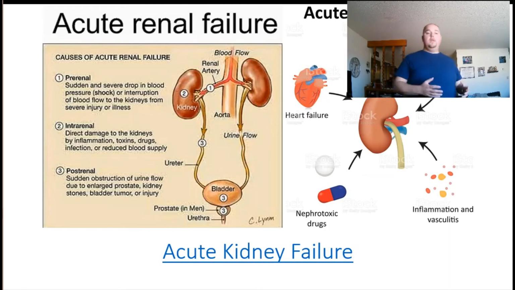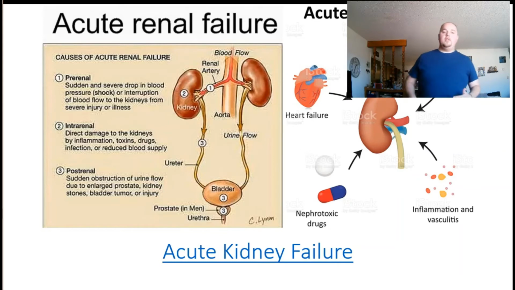With acute renal failure, the blood flow is still going to the kidneys. However, we're just not getting the full blood flow that we need. We have inflammation of the vessels. We have drugs that have broken down all the nephrons, the little parts and pieces of the kidney that allow for filtration. Or we have a blockage causing a necrotic kidney, causing tissue death, causing infarction.